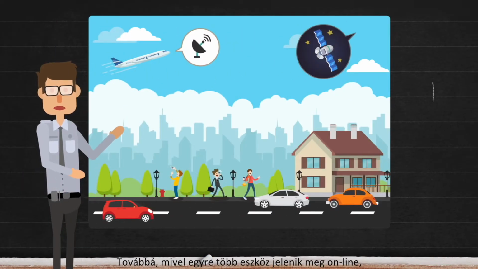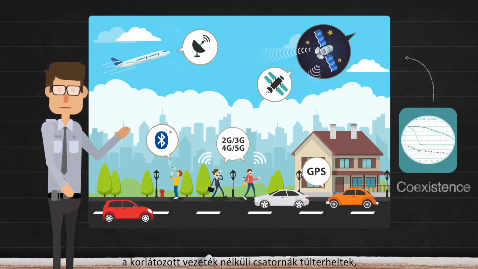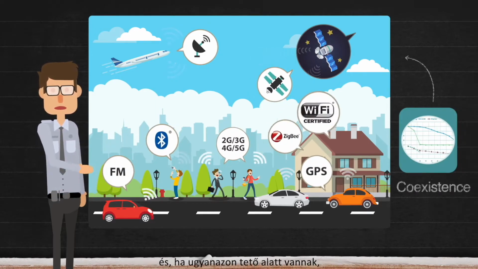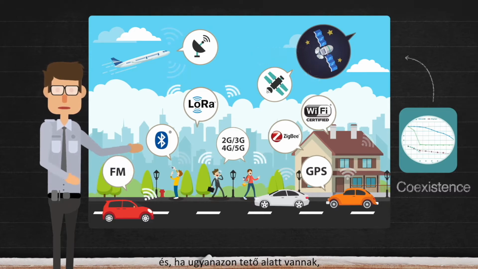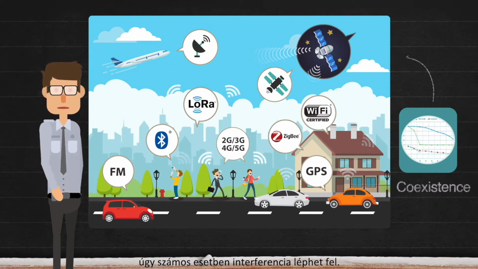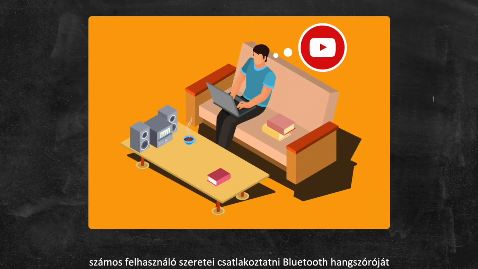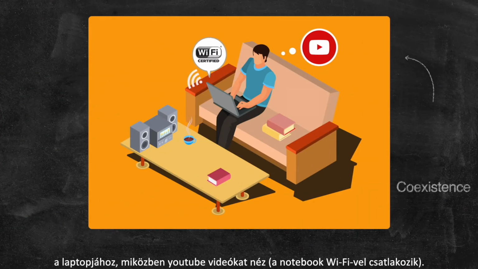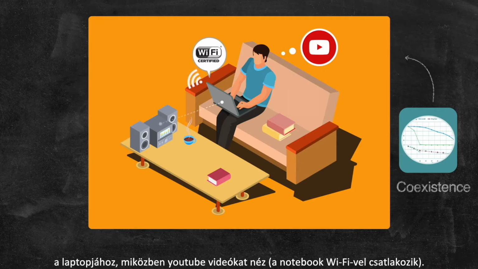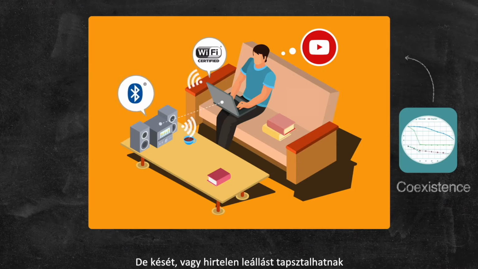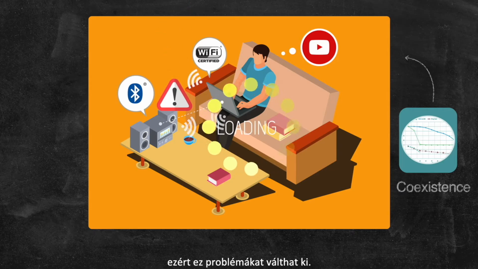As more and more devices come online, the limited wireless channels have become more congested, and if they coexist under the same roof, co-channel and adjacent interference could occur. Some users like to connect their notebooks to Bluetooth speakers while watching YouTube videos, but they might find latencies or sudden stops since Wi-Fi and Bluetooth are both using the 2.4G channel, triggering coexistence issues.